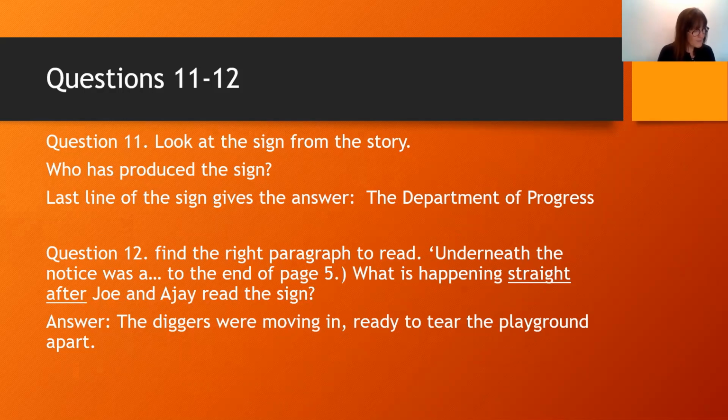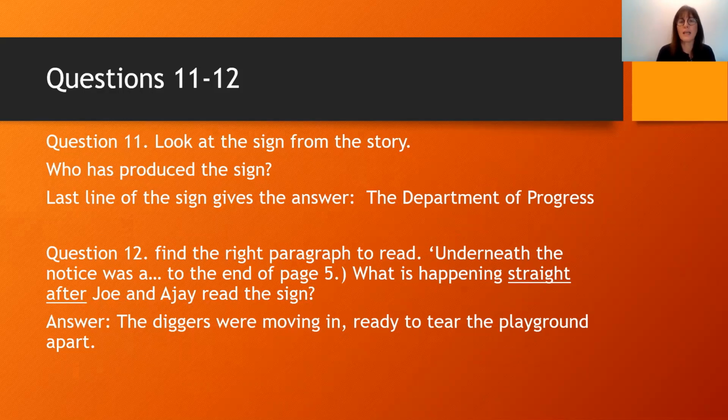Can you find it? It's on line 49. Joe and AJ looked through the park gates and could already see diggers moving in, ready to tear the playground apart. Again, finding and copying that sentence isn't really going to answer the question.